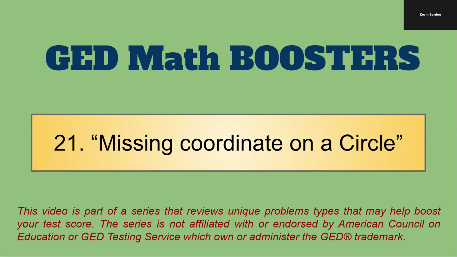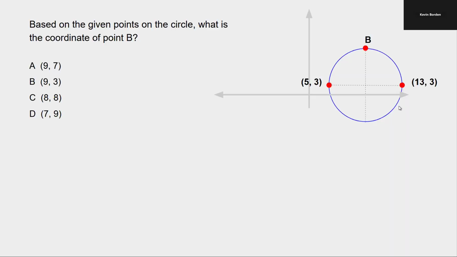In this video, we're going to work on finding the missing coordinate on a circle. Here's our problem. Based on the given points on the circle, what is the coordinate of point B? You see that we've been given coordinates for this point on the left-hand side, 5, 3, this point on the right-hand side, 13, 3, but we need to find the coordinate for point B.